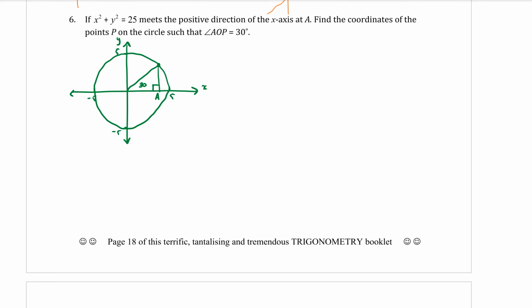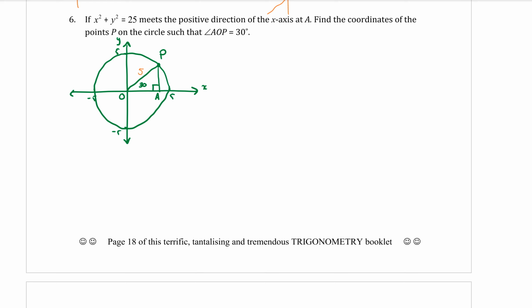Now, it says that the ray, when it hits the circle, meets at the point P. So we label that P. And the O stands for the origin, which is the center of our Cartesian plane. The question asks us to find the coordinates of that point P. I know that my radius is 5. It's going to be 5 the whole way around. But I do not know either of these two sides of that triangle. I can find them because I have this 30 degree angle.